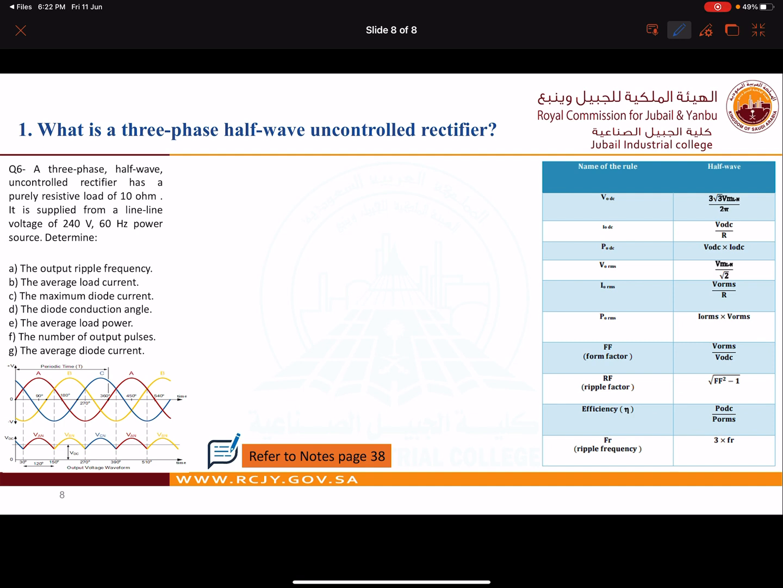Now let us see the example for our topic today. This is our example. This is question 6 in your notebook. You can refer to page 38 to see the question.